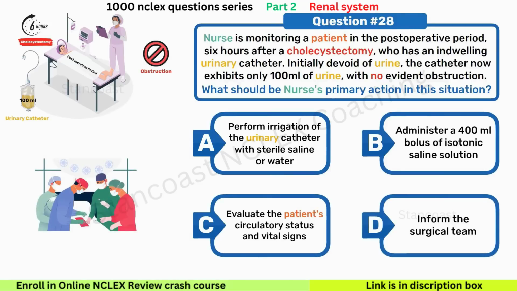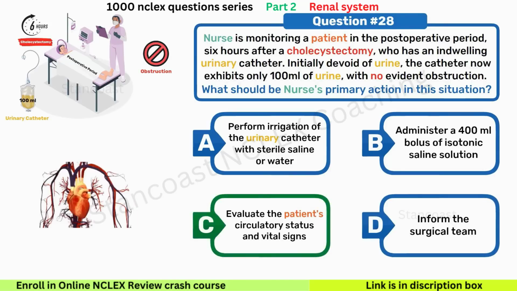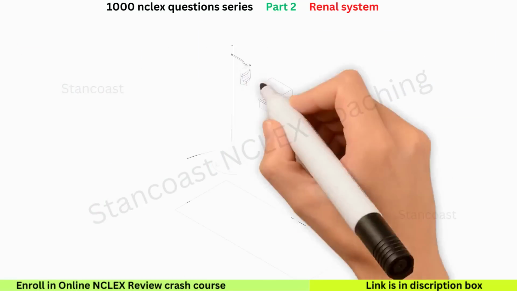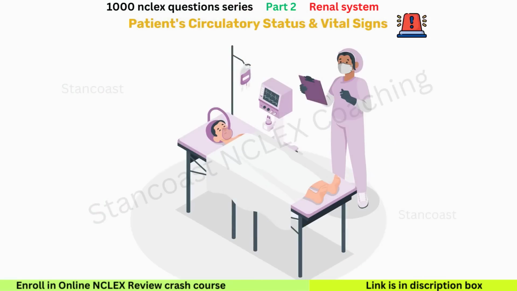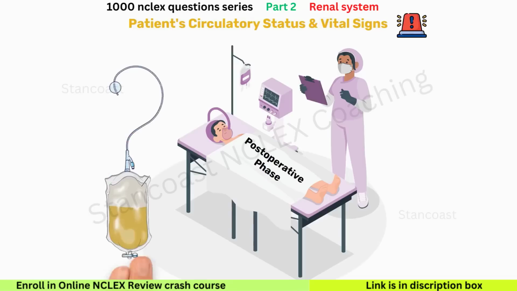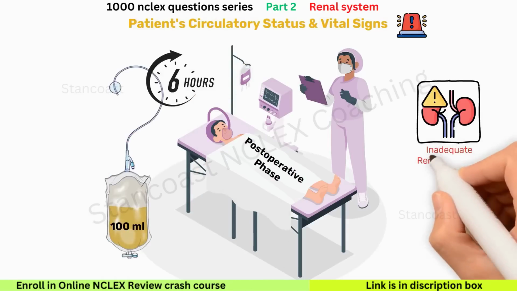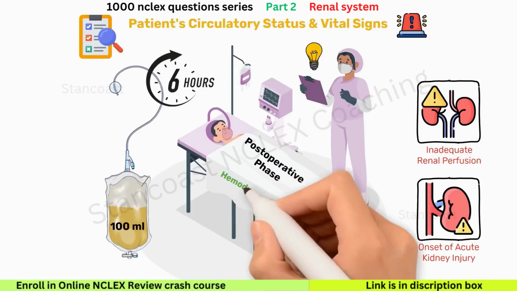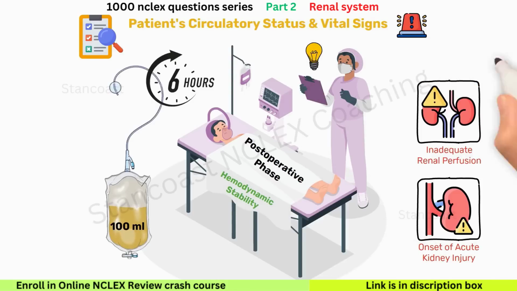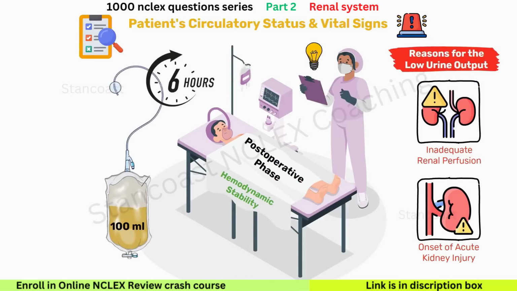Correct option, C. Evaluate the patient's circulatory status and vital signs. Assessing the patient's circulatory status and vital signs is crucial. In the post-operative phase, a urine output of 100 milliliters over 6 hours raises concern for inadequate renal perfusion or the onset of acute kidney injury. Evaluating the patient's circulatory status and vital signs provides essential insights into their hemodynamic stability, shedding light on potential reasons for the low urine output.